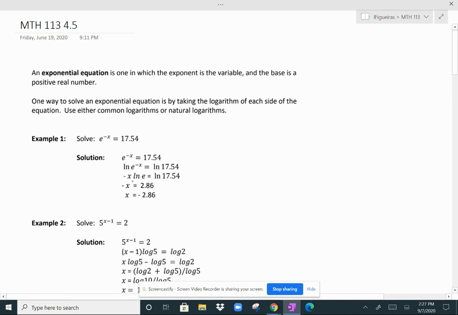That will allow us to simplify things more easily. When you take the natural log of both sides, you can rewrite the left side using your log properties, or log law, by putting the exponent in front. So that's negative x ln of e equals natural log of 17.54. But remember that ln of e is equal to 1. That leaves us with the next line, that negative x equals 2.86. You would need a calculator to evaluate that to get this. Then multiply both sides by negative 1, and you get that x is negative 2.86.